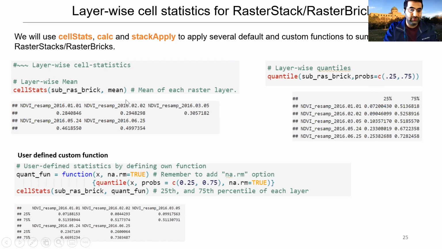And in case you do not want to use mean or mode or any standard function, you want your own custom function to be applied on each layer, you can make your own custom function like we have done over here. Use that in conjunction with cellStats with the same format. So cellStats, you have your brick and you have your custom function, and it will give the 25th and 75th percentile in this case for each of the layers.